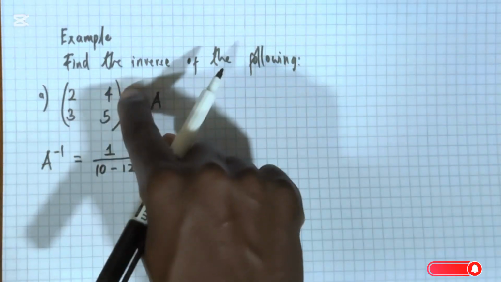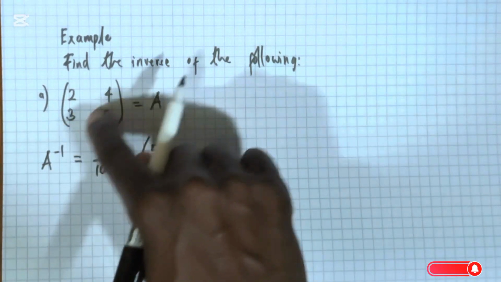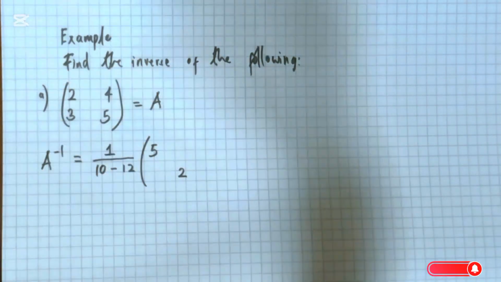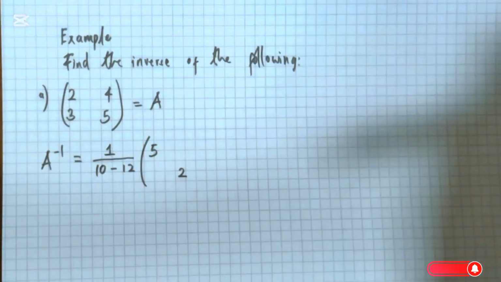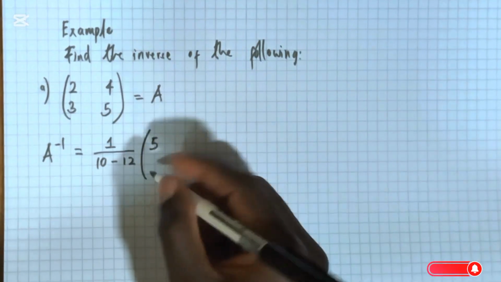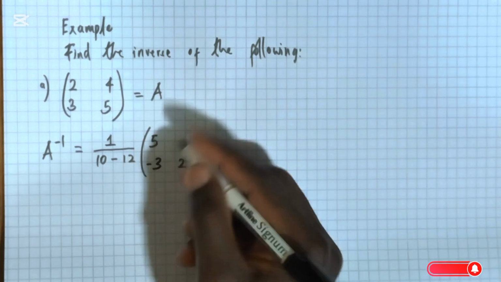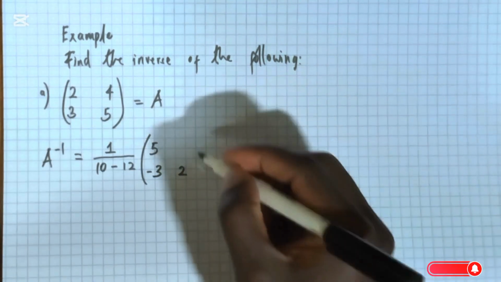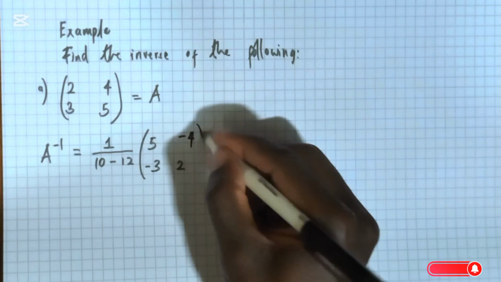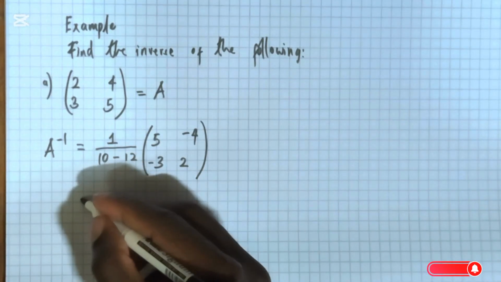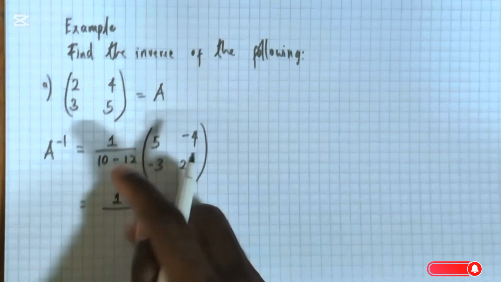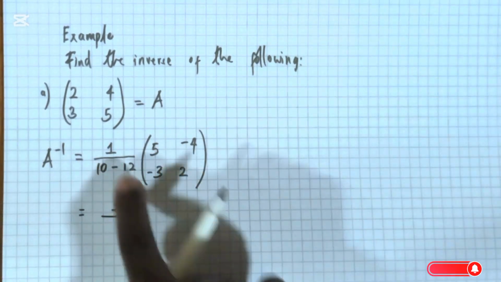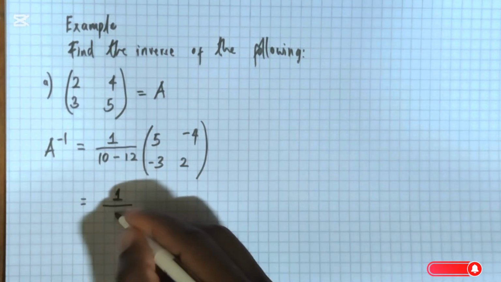And then for the final step, we negate the elements in the other diagonal. So basically that means that we multiply each of those elements by negative 1. So it's going to be 3 times negative 1, that's going to be negative 3, and 4 times negative 1, which is going to be negative 4. All right, so this will simplify to 1 all over 10 minus 12, which will be negative 2.